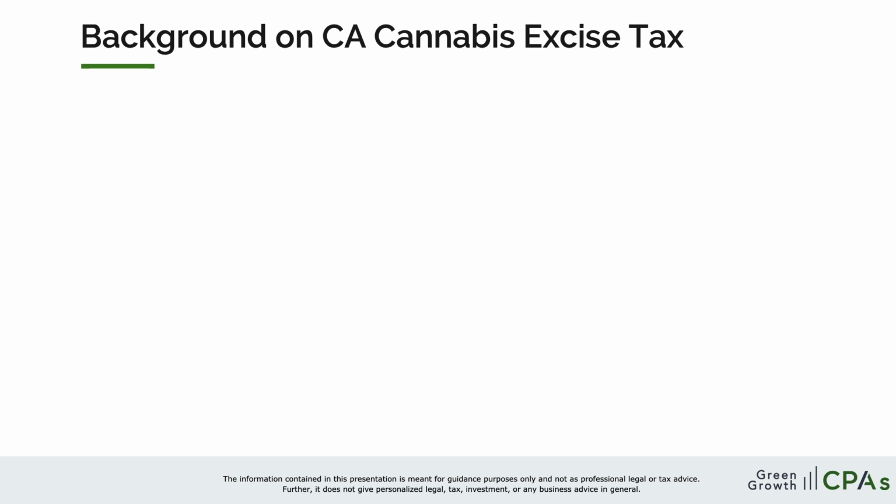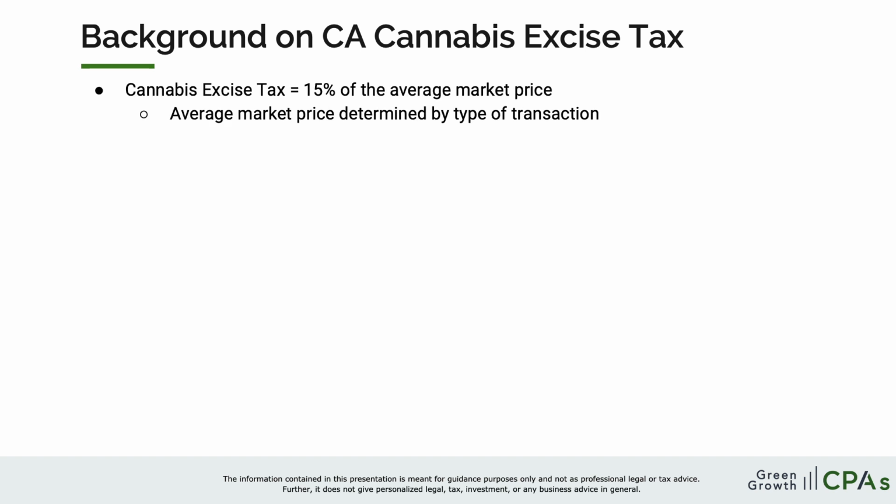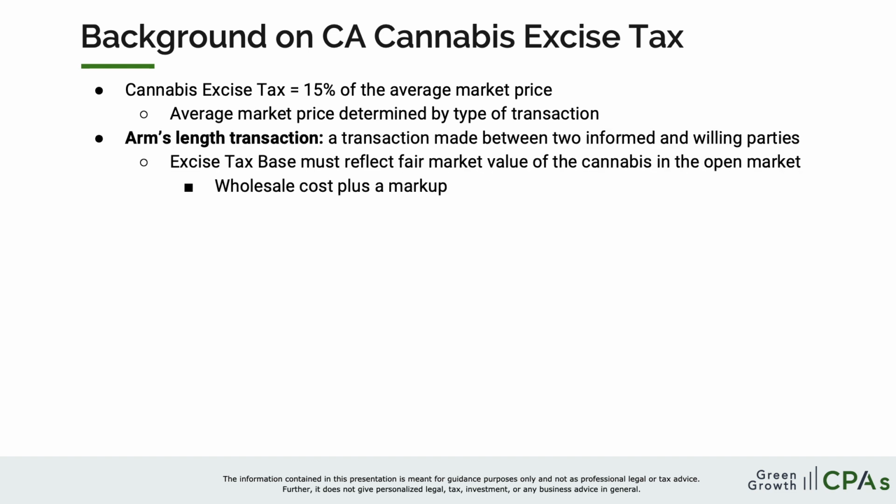So a little bit of background on the California Cannabis Excise Tax. Now, the Cannabis Excise Tax is defined and priced at 15% of the average market price of any specific cannabis product. And the average market price is determined by the type of transaction between you and the seller, or the wholesaler of that product. Now, there are two types of transactions. First, you have an arm's length transaction, and that's a transaction between two informed and willing parties, pretty much separate entities that don't have any mingling of management and things of that nature.